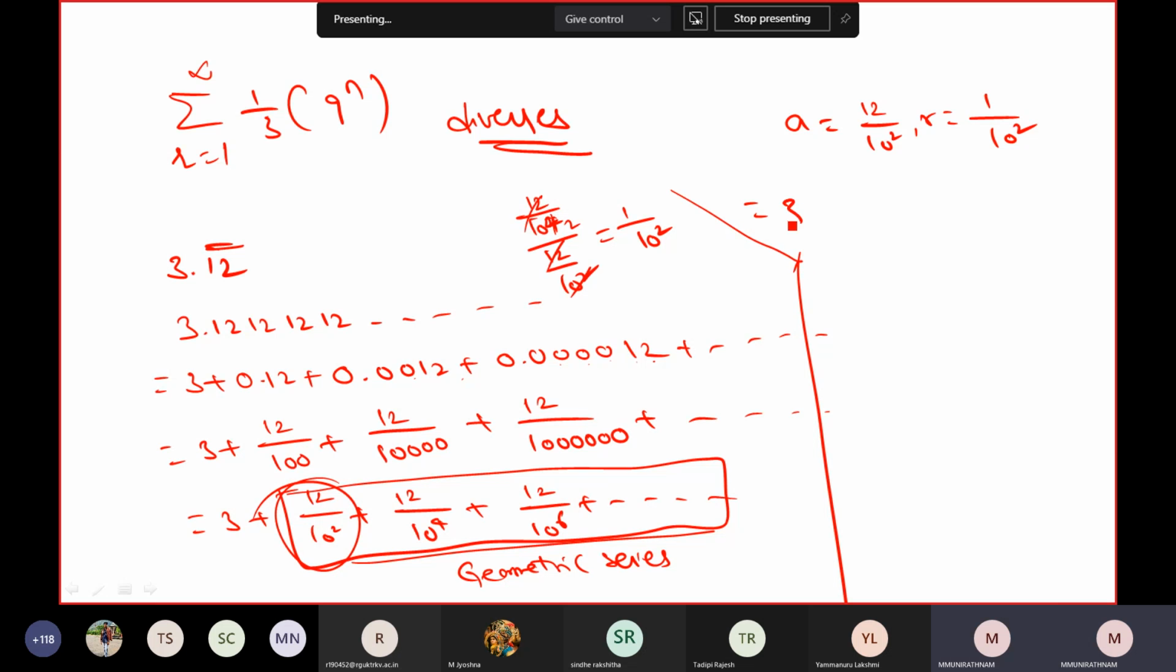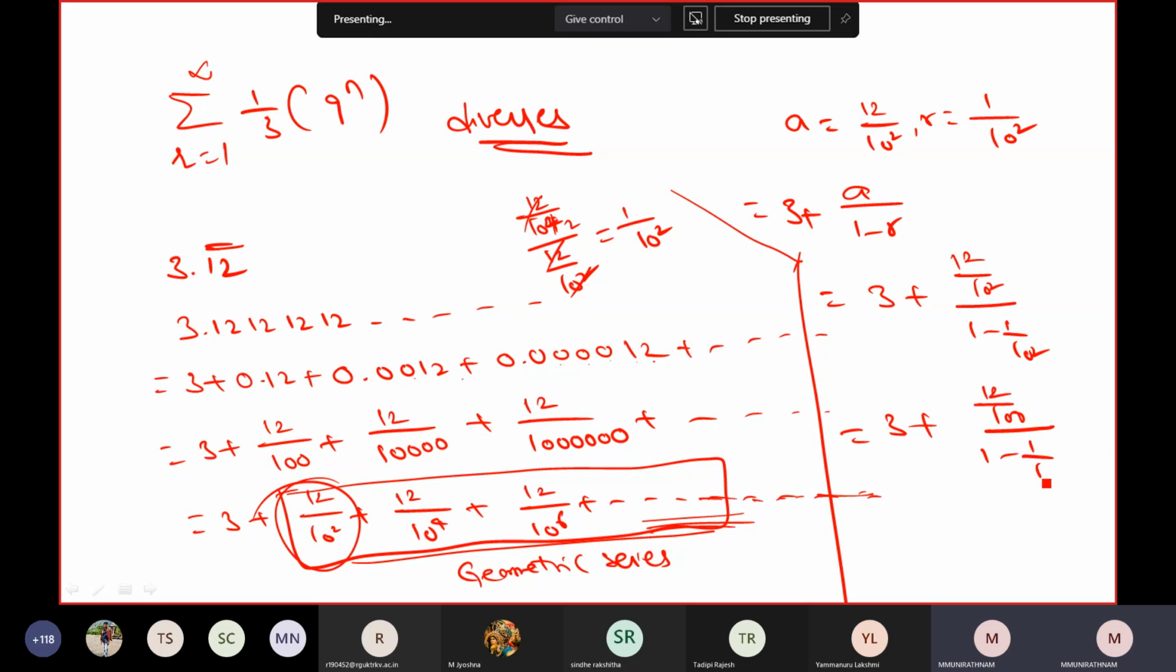I keep 3 the same, and this is a sum of infinite terms, so in case of a geometric series it converges to a by 1 minus r, that is 12 by 10 square by 1 minus 1 by 10 square. So this will be 3 plus 12 by 100 by 1 minus 1 by 100, which is 3 plus 12 by 99.